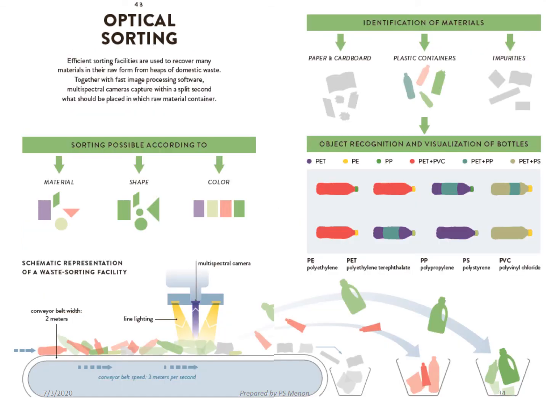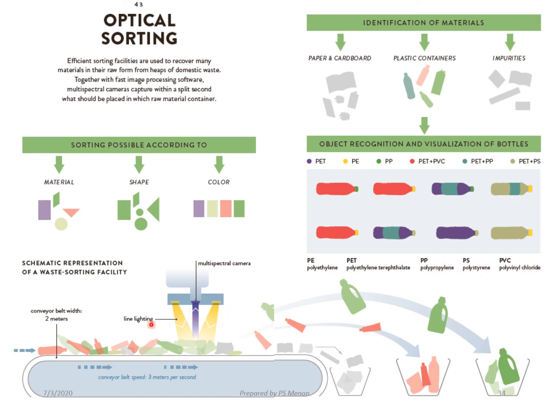Optical sorting. Efficient sorting facilities are used to recover many materials in their raw form from heaps of domestic waste. Together with fast image processing software, multispectral cameras capture within a split second what should be placed in which raw material container. You have different types of material with different shapes and different colors, all moving on a conveyor belt. And you want this material to be separated by different types of polymer, such as PE, PET, PP, and so forth.